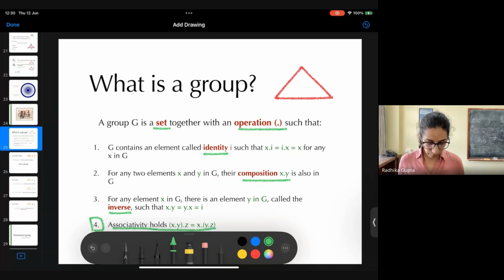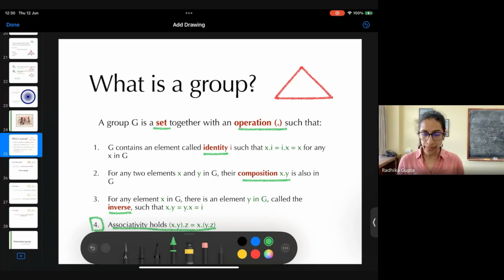Okay, so remember three things. You need a do nothing or identity, such that when you compose your element with the identity, you get the element back. Then there is composition. When you take two things, apply this operation, you end up in the same set. And for every element, there is an inverse, so that when you compose those two, you get do nothing.